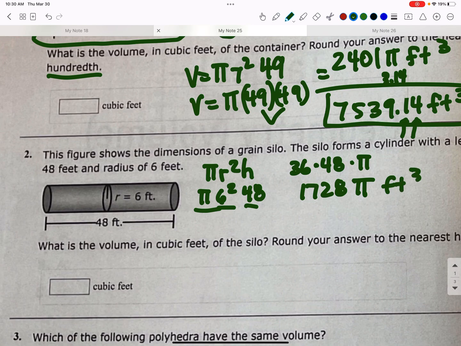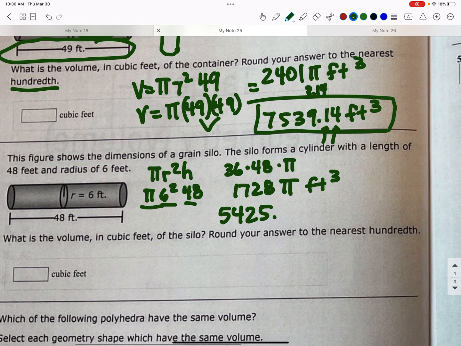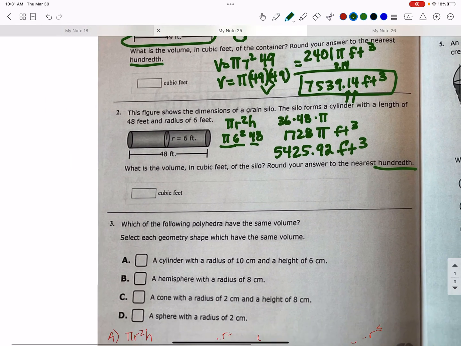Feet cubed, but they want me to know that pi is 3.14, so I'll just multiply by 3.14 and get 5425 point to the nearest what? To the nearest hundredth, so 2 decimal places, 0.92 feet cubed.